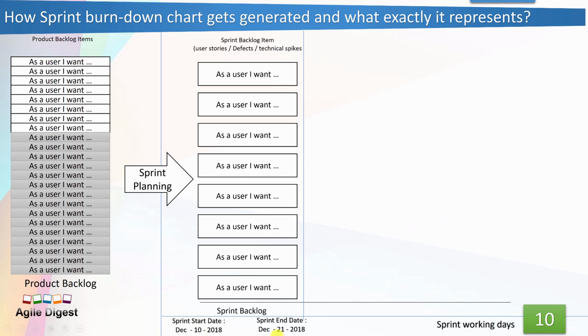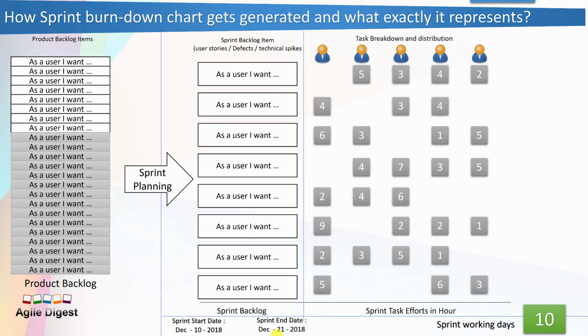It's a 2-week sprint, total 10 working days. Now once you have committed to your sprint, not yet started, I always prefer to have a task breakdown, estimate the tasks in hours and assign them to individual resources. So for example, this is what your task distribution looks like.